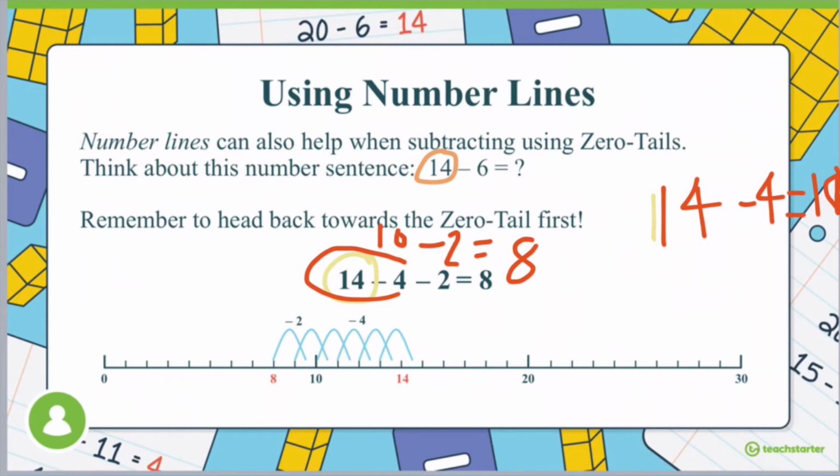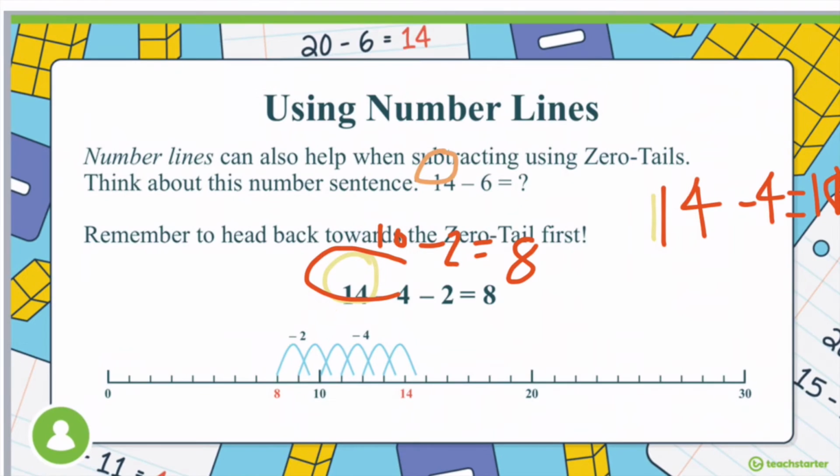So if we started our total, which is 14, and go back, 4, 1, my thing's not working very well.